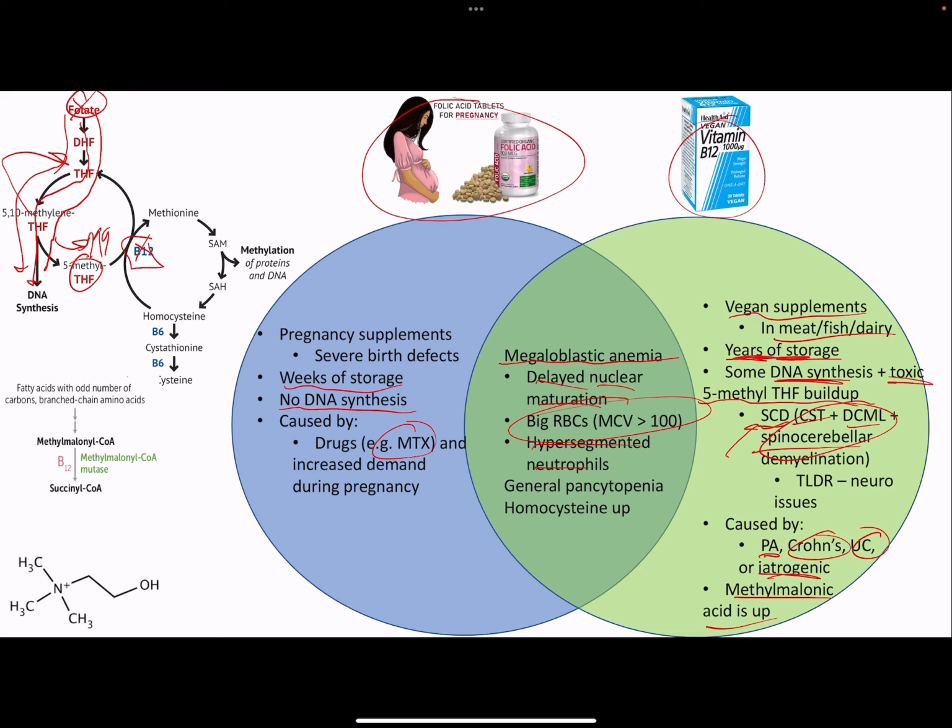And the anemia, not enough red blood cells, but just general pancytopenia, maybe not enough platelets, maybe not enough white blood cells, and the homocysteine levels are going to be up. Because if I don't have this and I don't have this, it's just going to stay put and accumulate. We're going to have more of it. Very important to tell these apart.